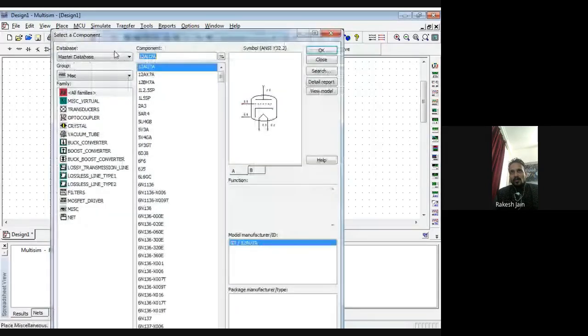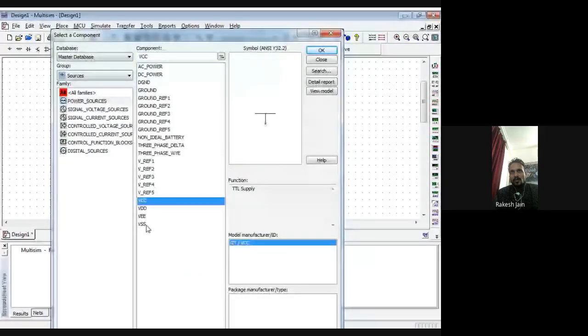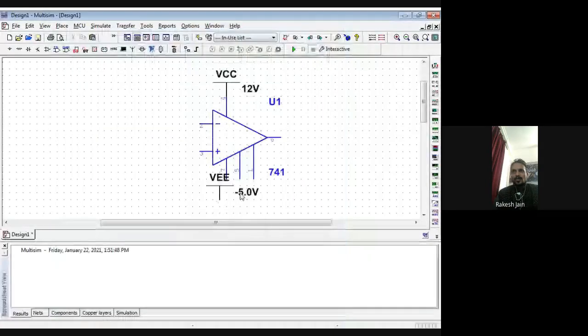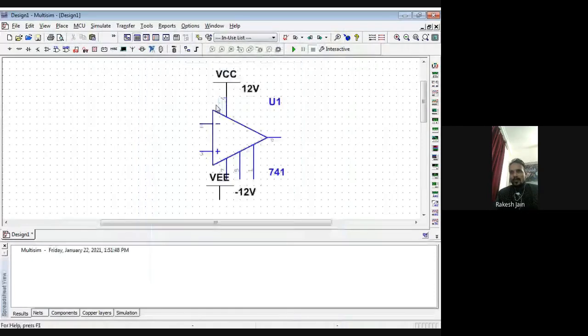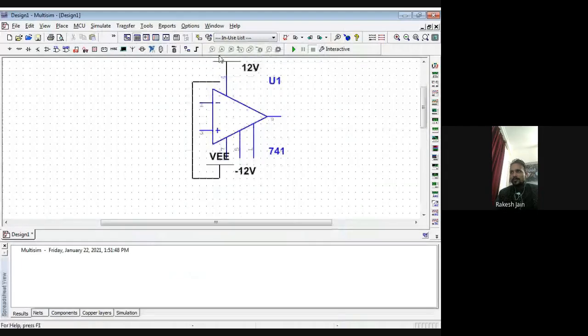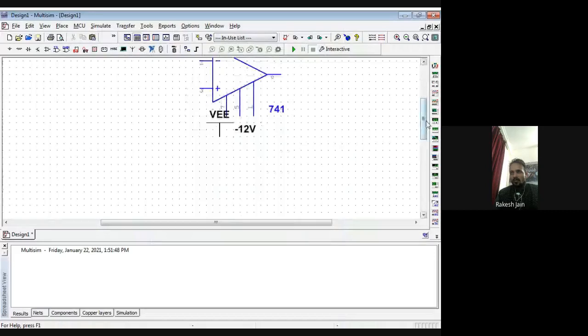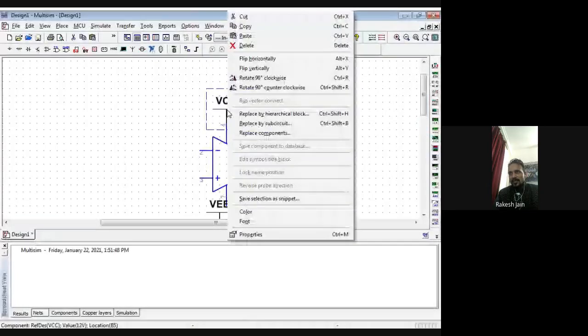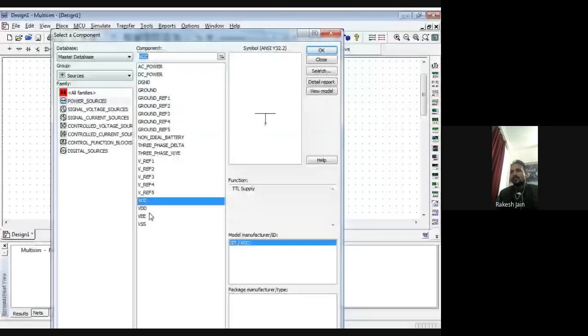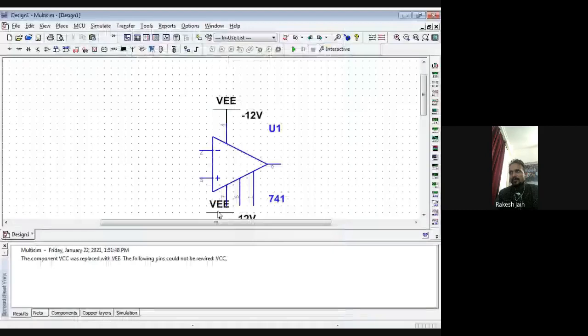This bottom side source will be my VEE, that is denoted by VEE. Then it will be minus 12 volts. So I just changed it from minus 5 to minus 12 and then connected it with the fourth pin, because it is a 4 number pin. So instead of this, I just right click, then replace the component by VEE. Now it is minus 12 volt.